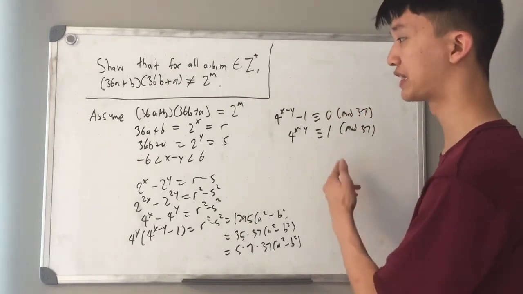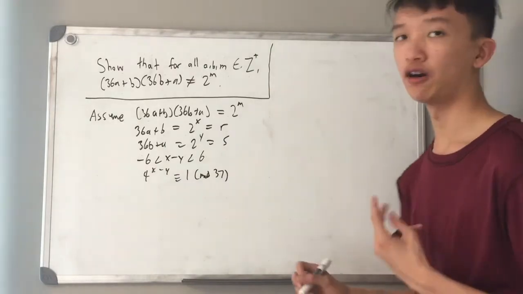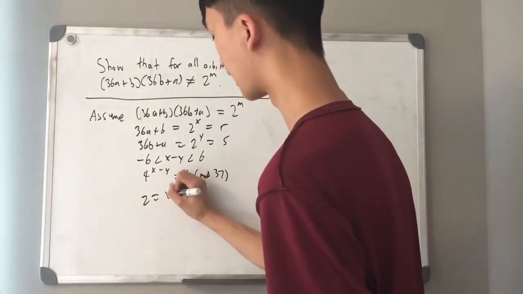So now let's move this over here and then continue solving. Now let's set z to be equal to x minus y.